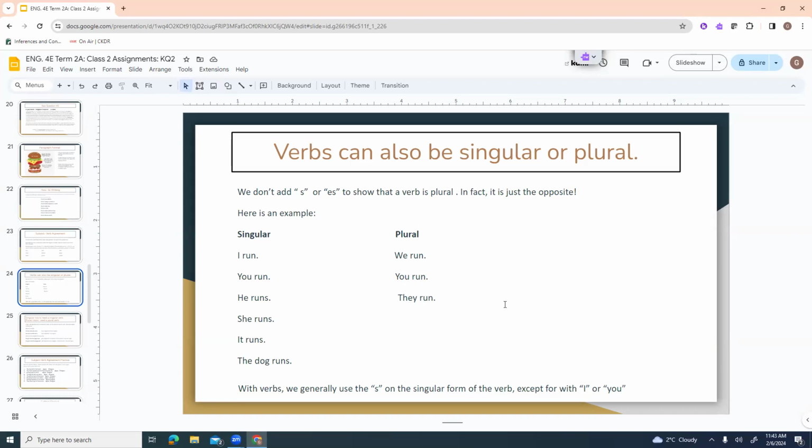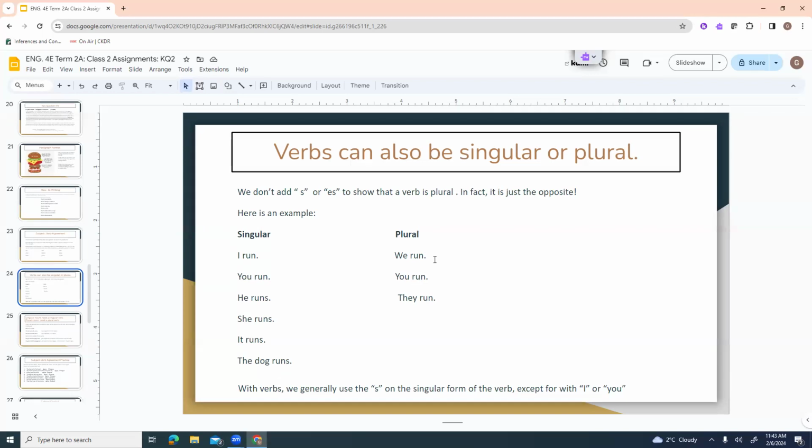So weirdly, in verbs, we add an S at the end of the verb when we're using a singular third person. The third person is the he, she, it. I is considered first person because I'm talking about myself. You is considered second person because I'm talking about you. For plural, we don't ever add the S. We run, you run, they run, Jack and Jill run.